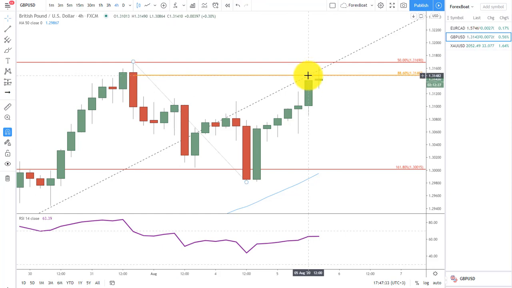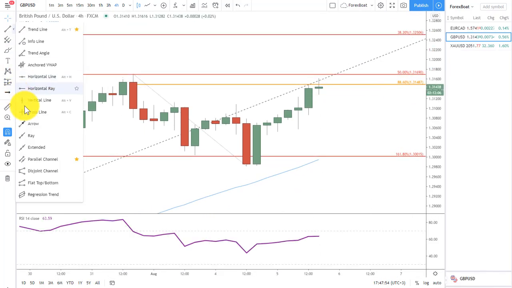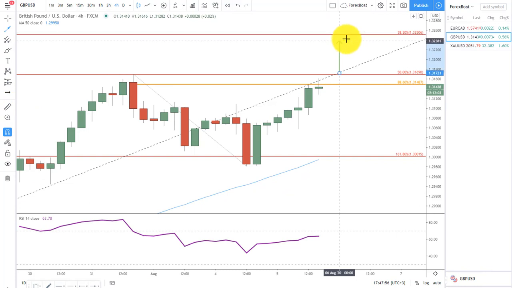Considering this is a 4-hour time frame, we need to watch what will happen with this candle, whether there will be a 4-hour close above the resistance or below. Because if there will be a breakout of this level at 131.48 to the upside, we might see the rally continue. And in this case, I think that price will be moving towards the next Fibonacci at 132.50.